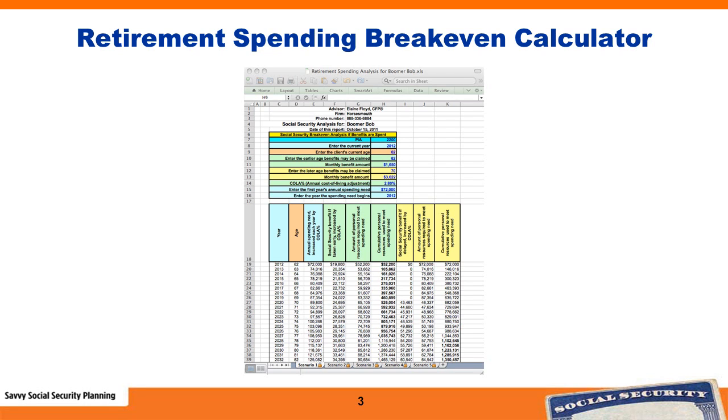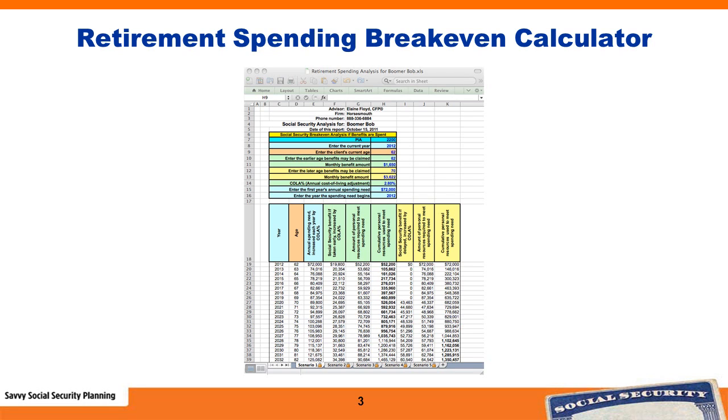We'll leave the COLA at 2.8%, although you can change it, and we'll enter the first year's annual spending need as $72,000. The spending need will begin in 2012. Down below, the amounts are automatically filled in.